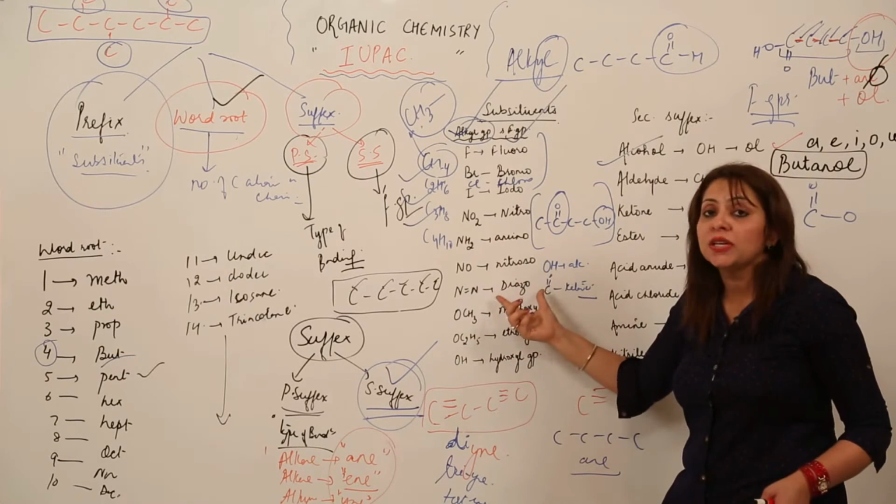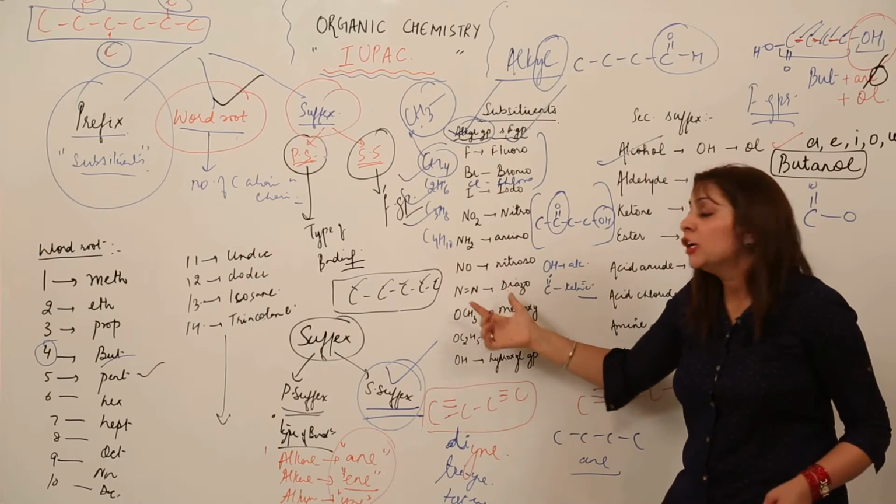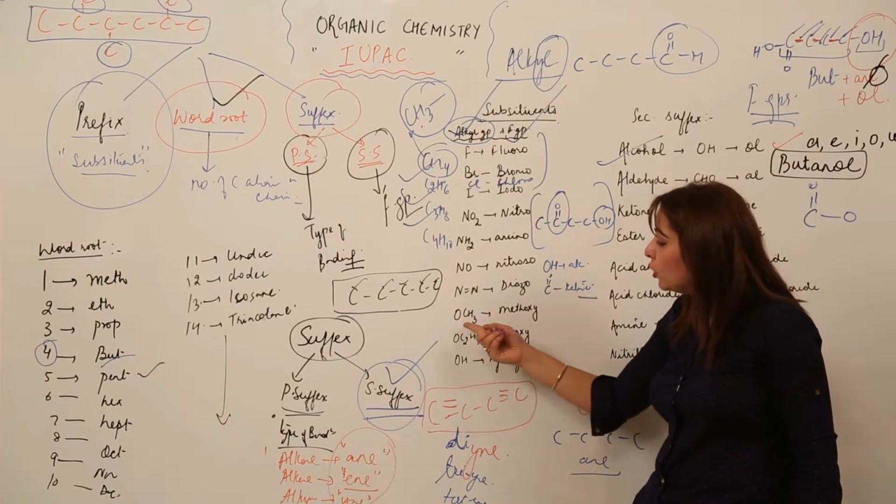NN, this is diazo. This also plays an important role. We have many organic compounds which have this diazo group, right? So this is the diazo, NN. Again, what you get to see in this, OCH3.